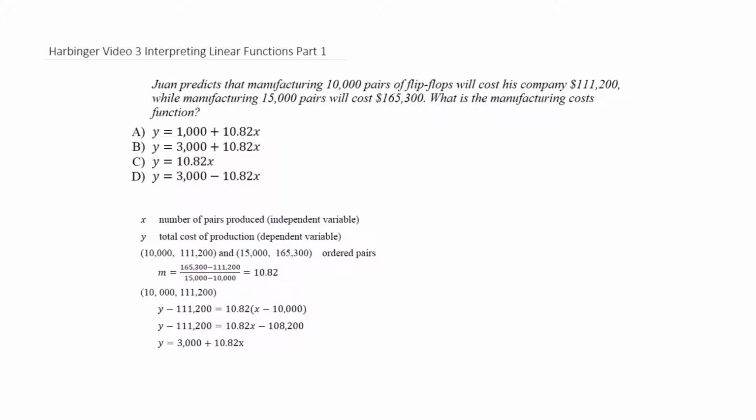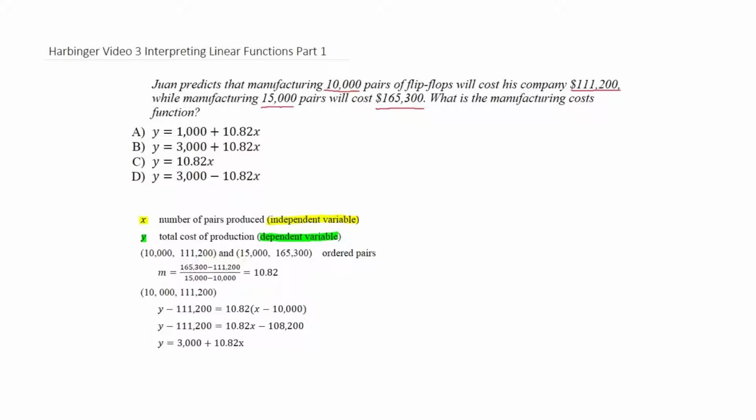Juan predicts that manufacturing 10,000 pairs of flip-flops will cost his company $111,200, and manufacturing 15,000 pairs will cost $165,300. You are given 4 answer choices. First, we need to identify the independent and dependent variable in this function. Since the total cost depends on the number of pairs produced, the independent variable x will be the number of pairs, and the dependent variable y will be the total cost of production.